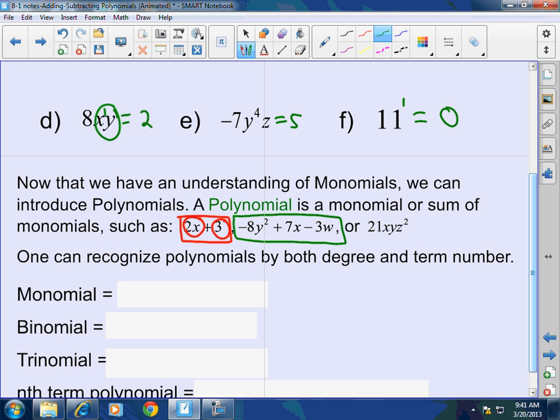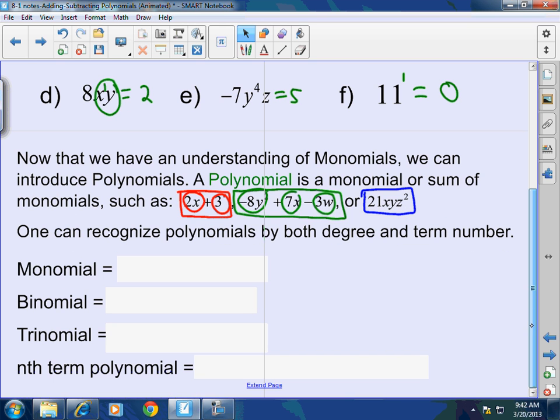That is the sum of 1 term, 2 terms, 3 terms. So basically that is the sum of 3 monomials. That is a polynomial. And for the last example, that's just 1 term. That's the monomial. But guess what? A polynomial, like it was defined, is a monomial or the sum of 1 or more monomials. Now, let's go over the basic kinds of polynomials which you should know how to recognize. A monomial is a polynomial with 1 term.